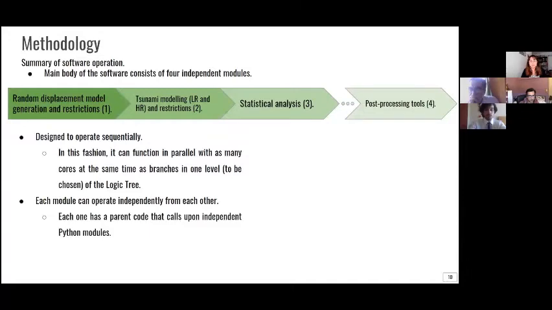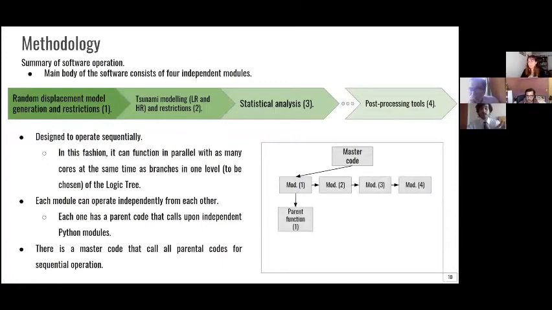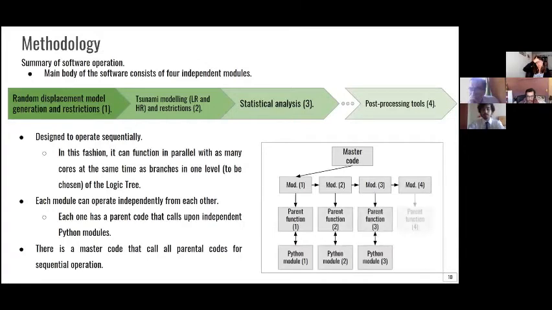In order to do this, each one has a parent code that calls upon independent Python modules. And there's also a master code that calls all parent codes for sequential operation. So we have a master code, which calls upon module 1, then module 2, module 3, and each module has a parent function that can work independently from each other. That depends on the Python module, and it's the same for each one.